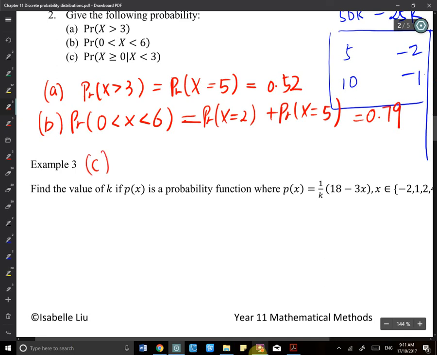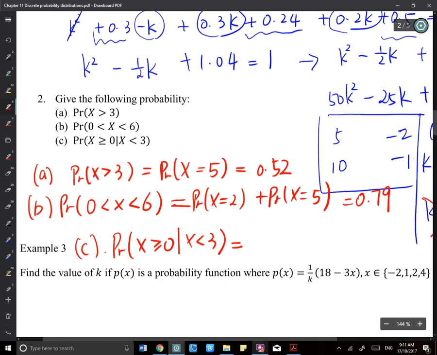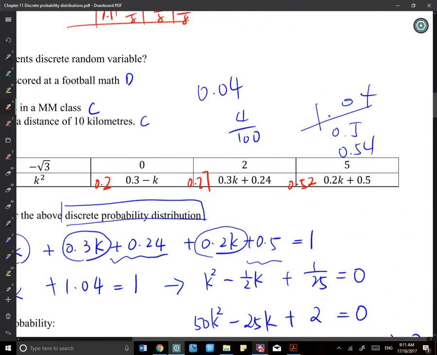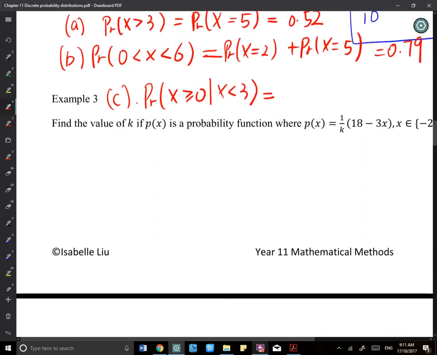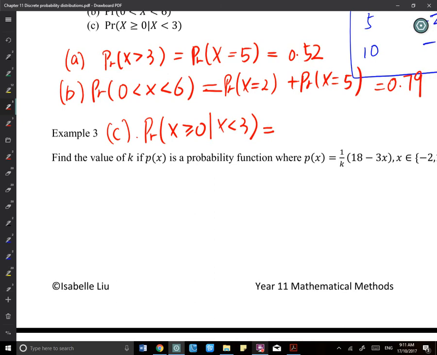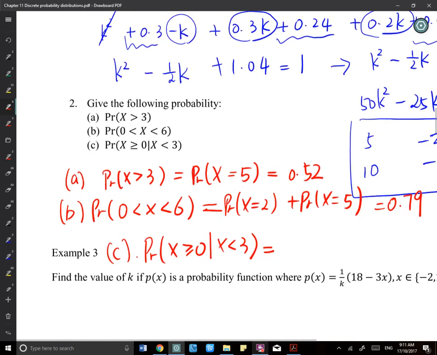For C, I want probability X greater or equals to 0, given X less than 3. First of all, let's find the intersection. What will the intersection be? What do you think the intersection will be? I want greater than or equals to 0, intersects less than 3. What do you think the intersection will be?